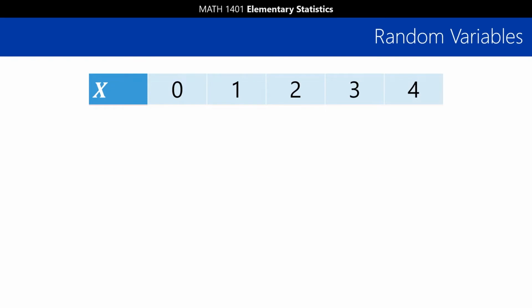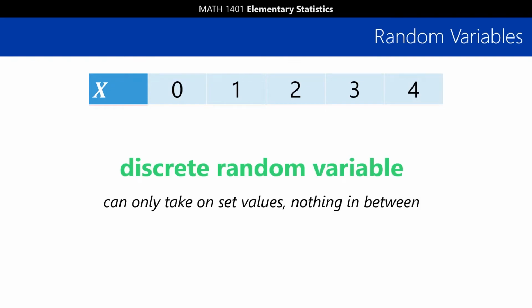Notice that this is a discrete random variable. You can't see the doctor 1.5 times per year, for example. You can see them once, or you can see them twice, but in-between values don't make sense. We'll see examples of continuous random variables later.